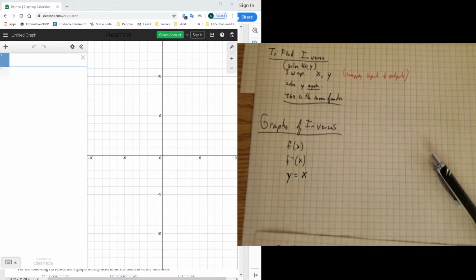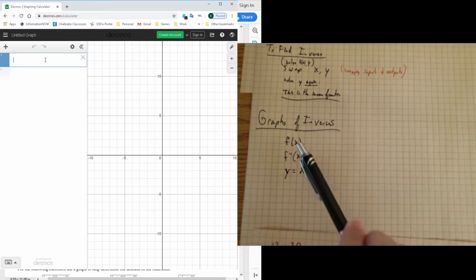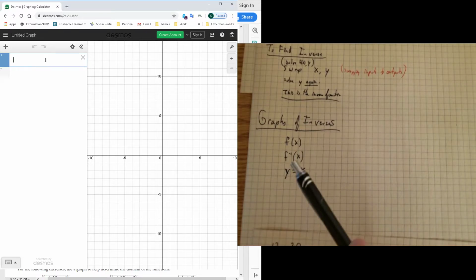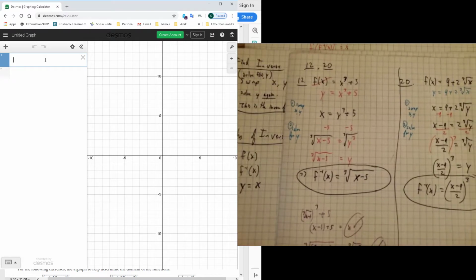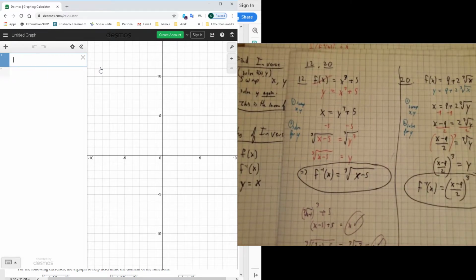Okay, here's Desmos. In my Desmos, I'm going to graph 3 things for each of these problems. I'm going to graph the original function, what I think is the inverse function, and I'm also going to graph y equals x. That last one will become more apparent when we finish, about why it's so useful. Let's look at 12. 12 didn't ask us to graph, but a few of our questions in our homework do ask us to graph. So let's make sure we can do both.